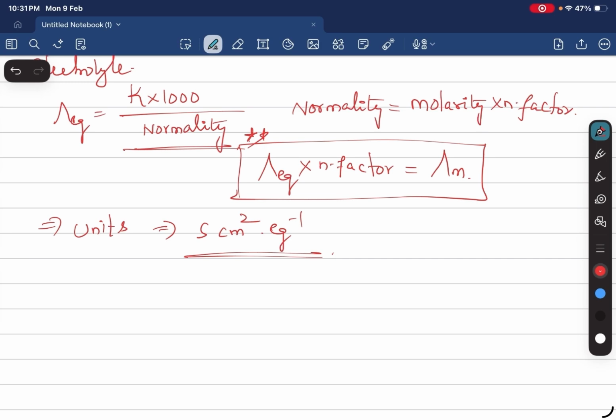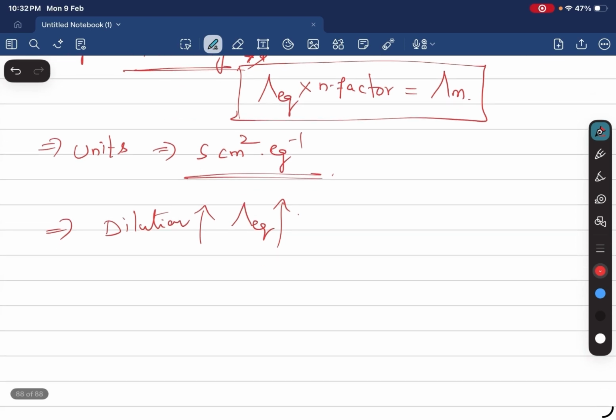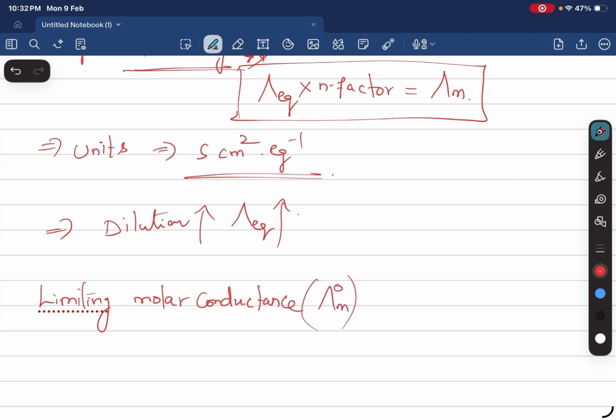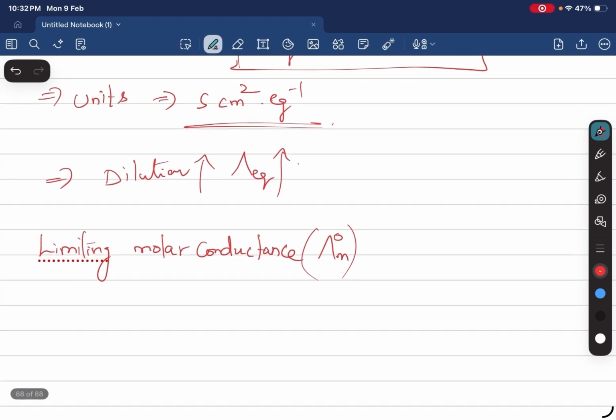So here, dilution increases lambda equivalent also, for the same reason as above. There is one more thing, lambda m naught, the limiting molar conductance, which is also called the molar conductance at infinite dilution. So limiting molar conductance is nothing but the molar conductance at infinite dilution.